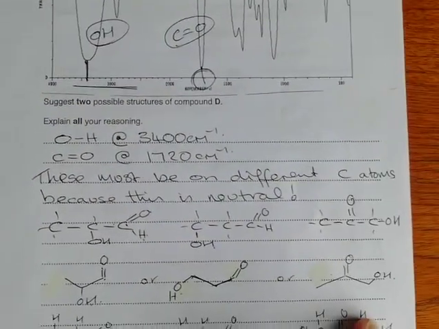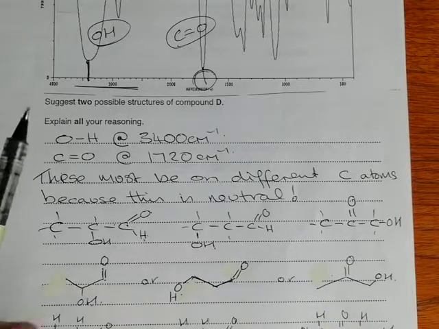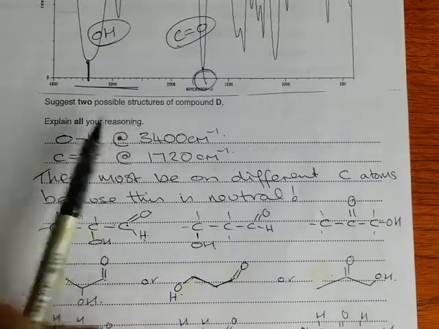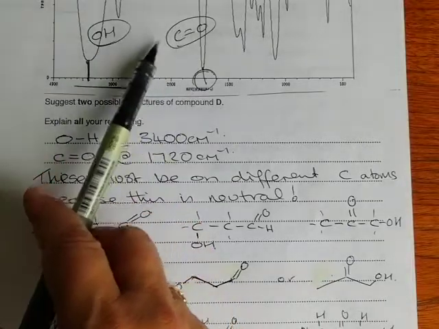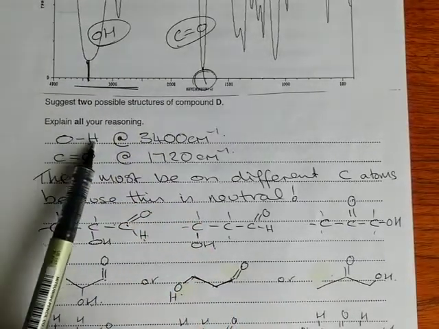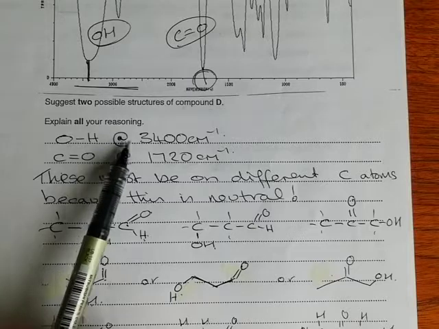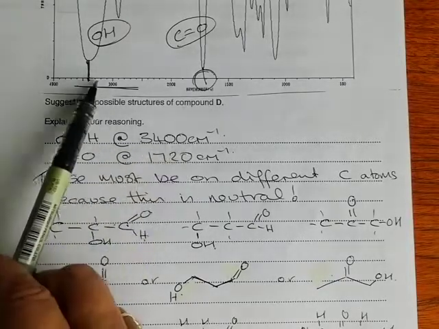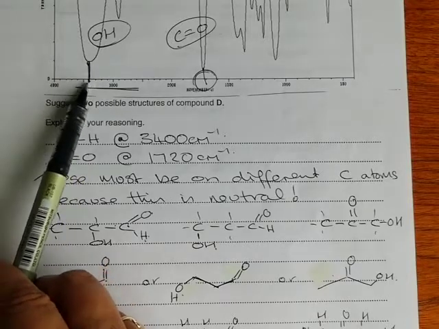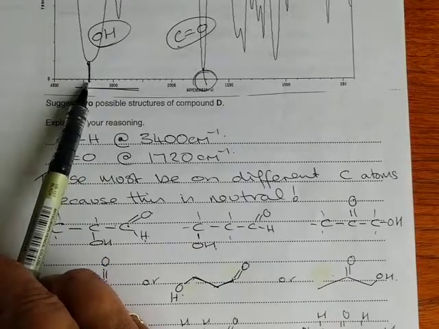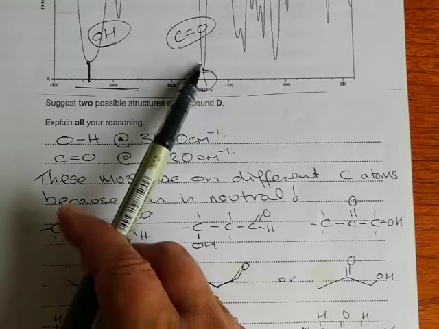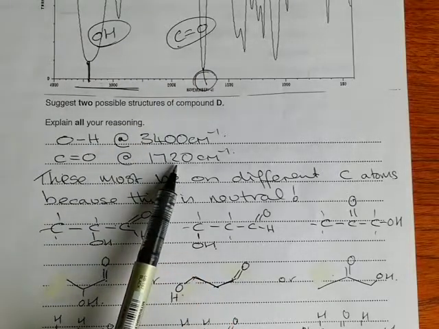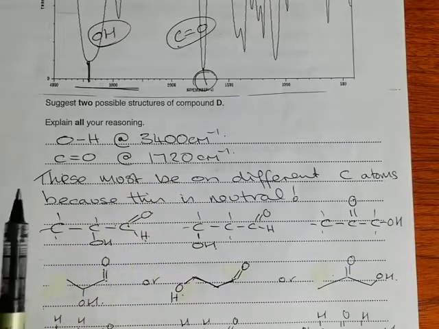So let's get that into view. Two possible structures. Explain all your reasoning. So let's start with not just leaving that up there, but going, I know I've got an OH because I've got a peak at 3400 here, and that's because I'm just taking that peak there and reading off where it points to. I'm going to look at where that peak here points to as well, and that's at 1720 where that one points, and write that one down.